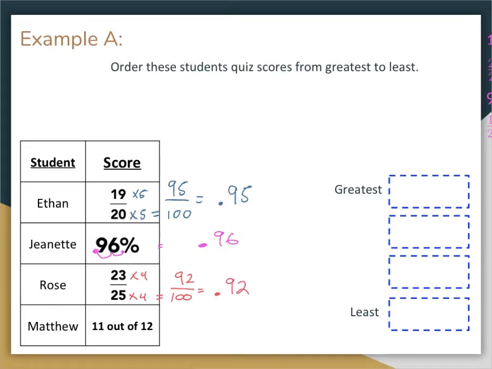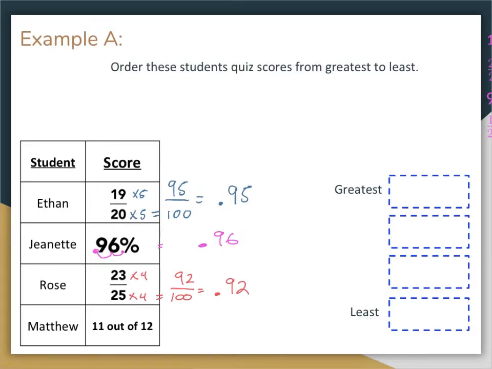So then I'm down to 11 out of 12. And I know 11 out of 12 does not go into 100 easily. So there's nothing I can multiply 12 by to get 100. So unfortunately, I'm stuck doing long division for that problem, but it is the only one I have to do long division for. So it could be much worse than it's going to turn out to be. So let's go ahead and do that now.